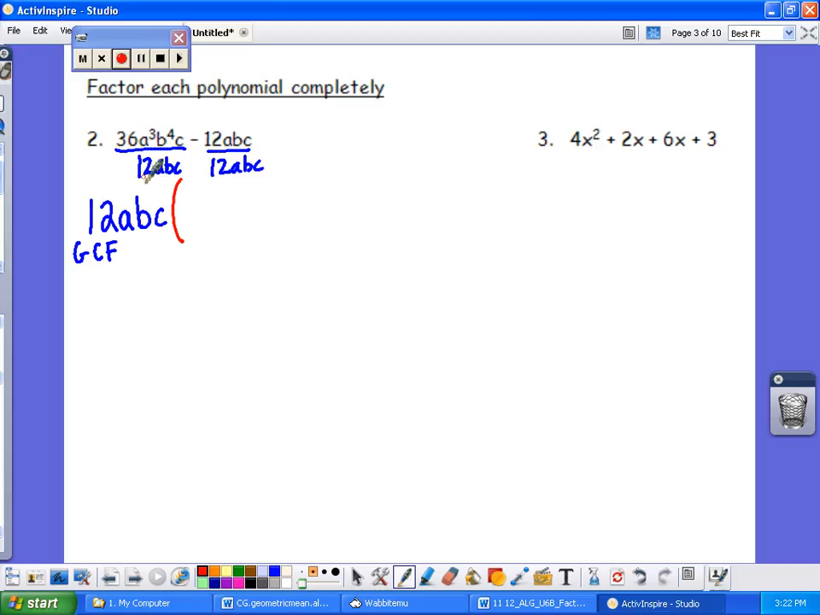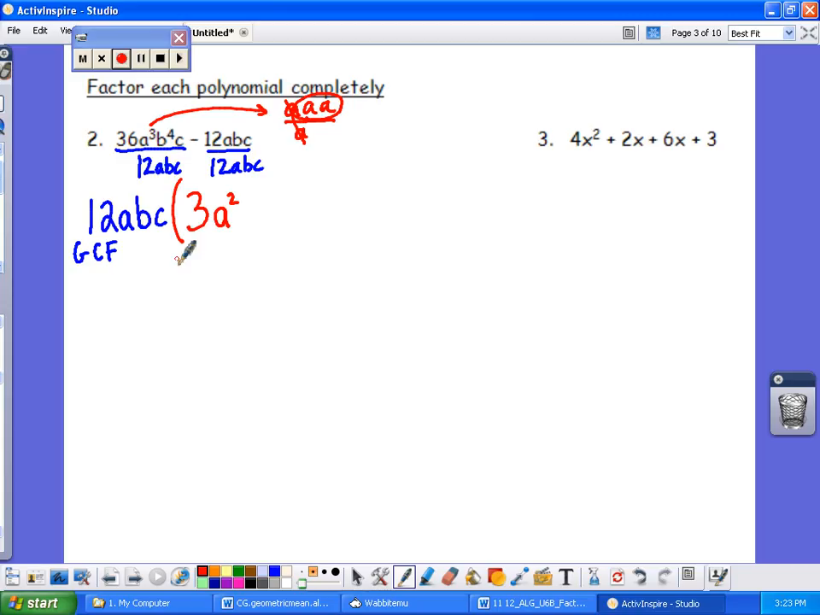36 divided by 12 gives me 3. I have 3 A's on the top and 1 A to cancel out. So that will leave me A squared. So let's take a look at that real fast. I'm looking at my A's over here. I have 3 A's on top and 1 on the bottom. They will cancel out, leaving me A squared.